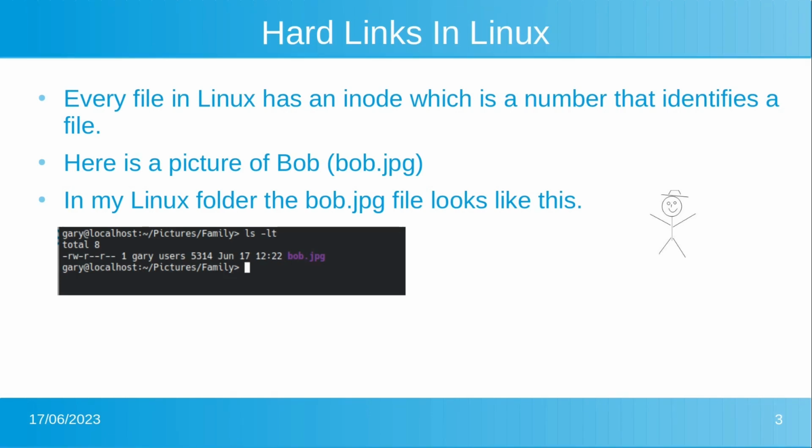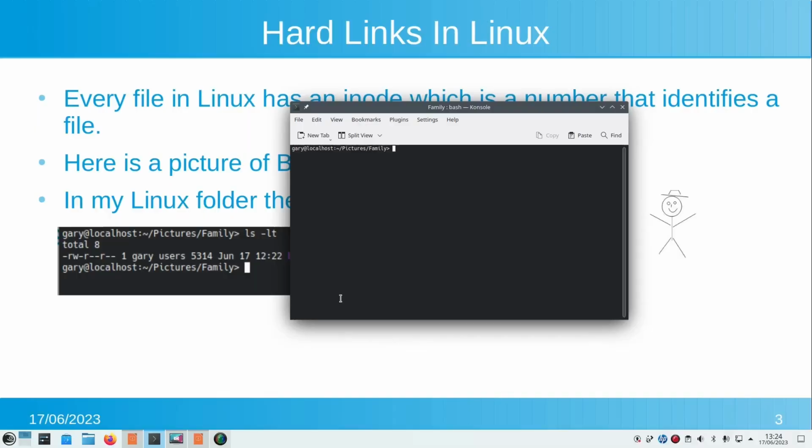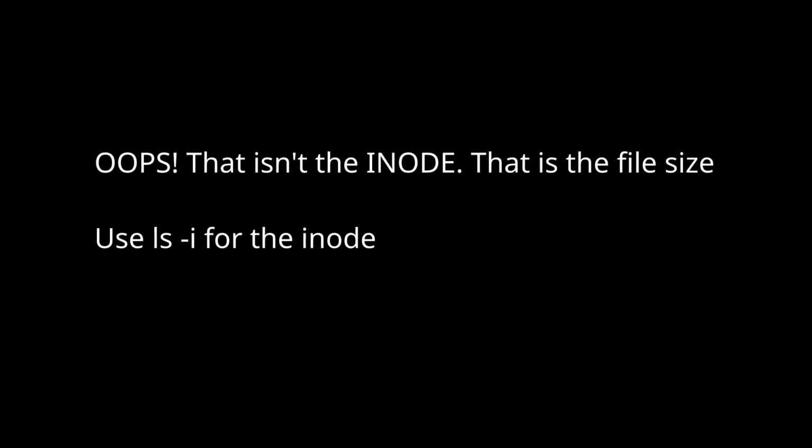Over here we've got a picture of Bob, and in my Linux folder the Bob JPEG file looks like this. You can see that Bob was created on June 17th, and there's the inode number 5314. Oops. For those of you who are eagle-eyed, that isn't the inode number. That is actually the file size of the file. I'll show you how to get the inode later on.